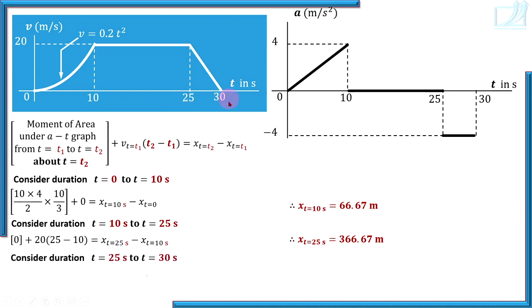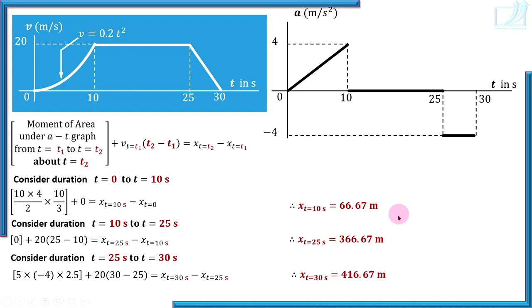Now next time duration 25 to 30. In this duration, moment of area under the AT diagram. So base is 5, height is 4, but don't forget to consider negative sign for its acceleration here. Into 2.5, how come 2.5? Centroid. It is a rectangle, base is 5, so centroid is at distance 2.5 from both the ends. We are taking moment about t equal to 30 plus initial velocity. Now in this interval, initial velocity is again 20 into duration, it is 30 minus 25, and we got the answer. It is x at t equal to 30 equal to 416.67. X at t equal to 30 seconds is equal to 416.67 meters.